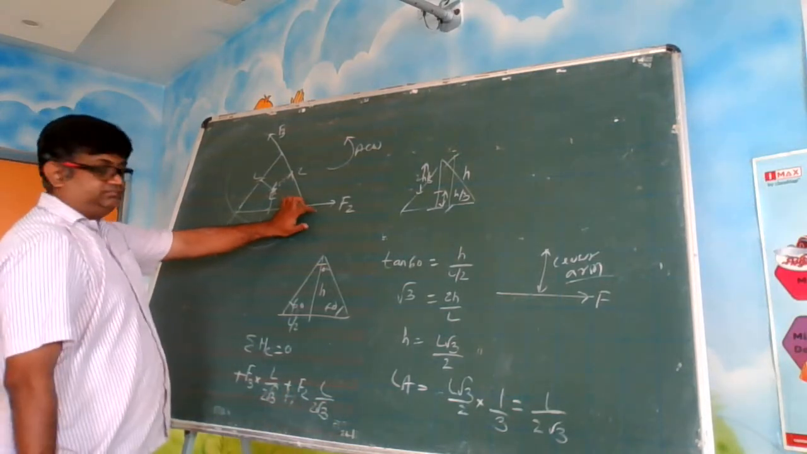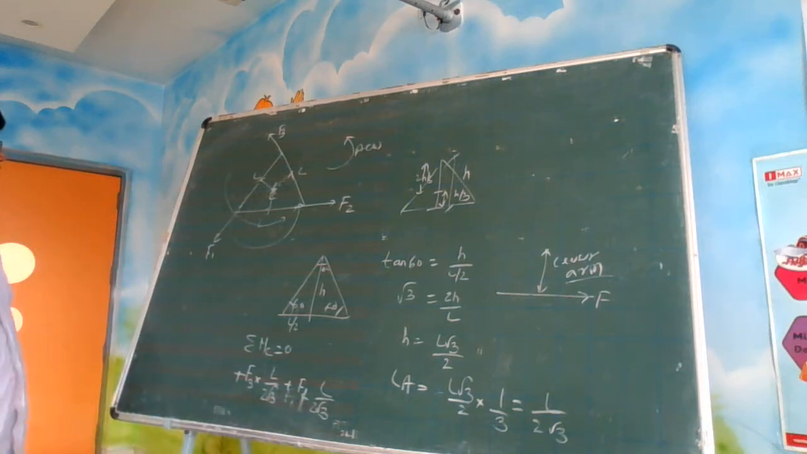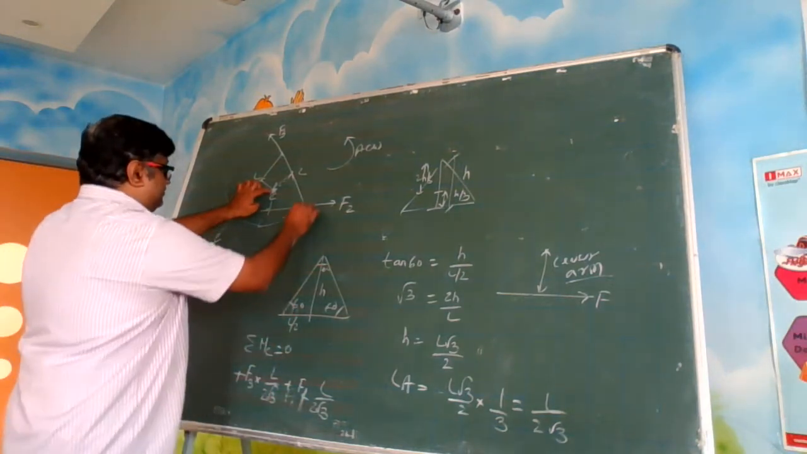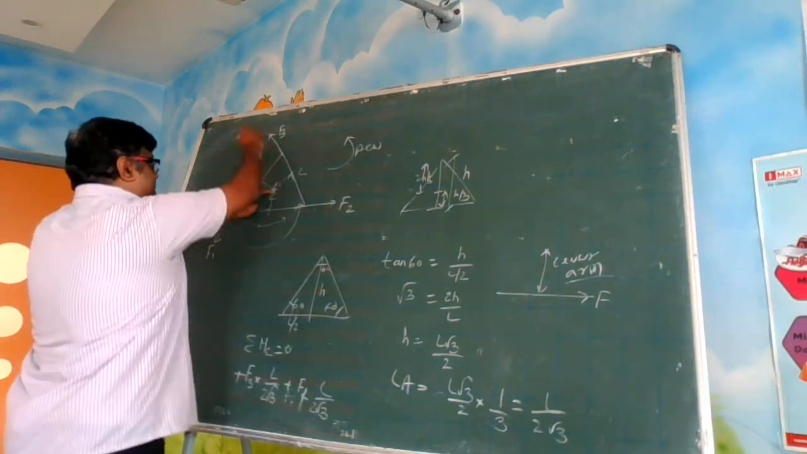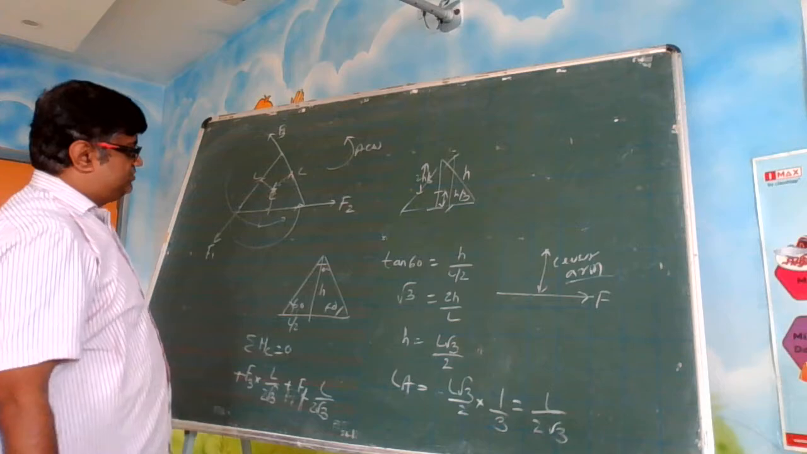अभी इसको देखो. ठीक है? ये F1 है, sorry. This is F1. And about this point, this is trying to rotate like this. So all three are rotating in the same direction.